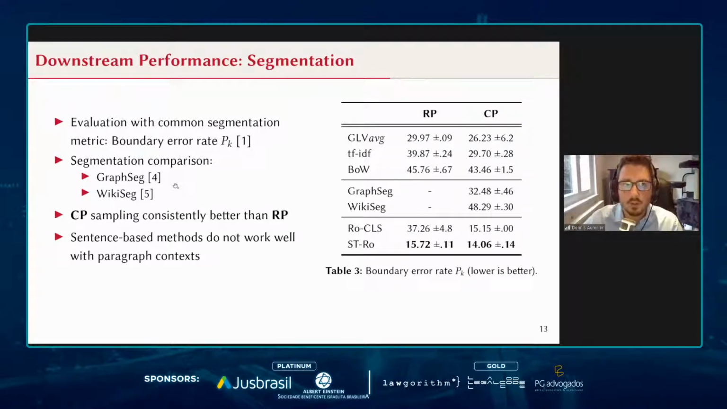Furthermore, we introduced 2 related works for which we could find working solutions. One of them is GraphSeg, an unsupervised method introduced by Glavaš et al., that is usually also working on sentences. And similarly, WikiSeg, Koshorek et al.'s supervised segmentation model that was trained originally on Wikipedia data, for which we do a training from scratch to have no advantageous embeddings.